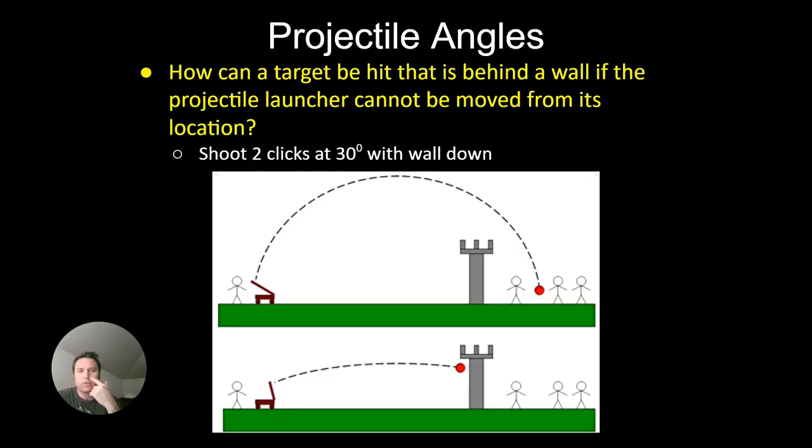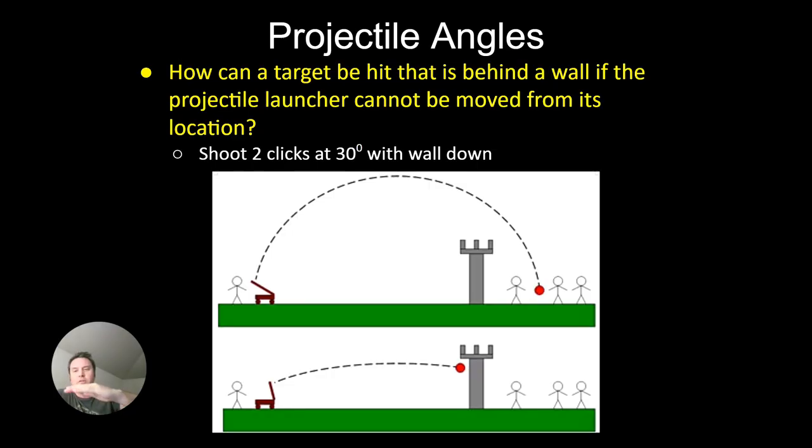So here's the question, and I like this for anybody that paintballs. You've got people behind a wall and you're just shooting at the wall. You can't get them. You estimate it's like a 30-degree angle that you're shooting at that wall. So how can a target be hit that is behind a wall if the projectile launcher can't be moved from its location? You're pinned down, they're pinned down. You're like, what can I do?